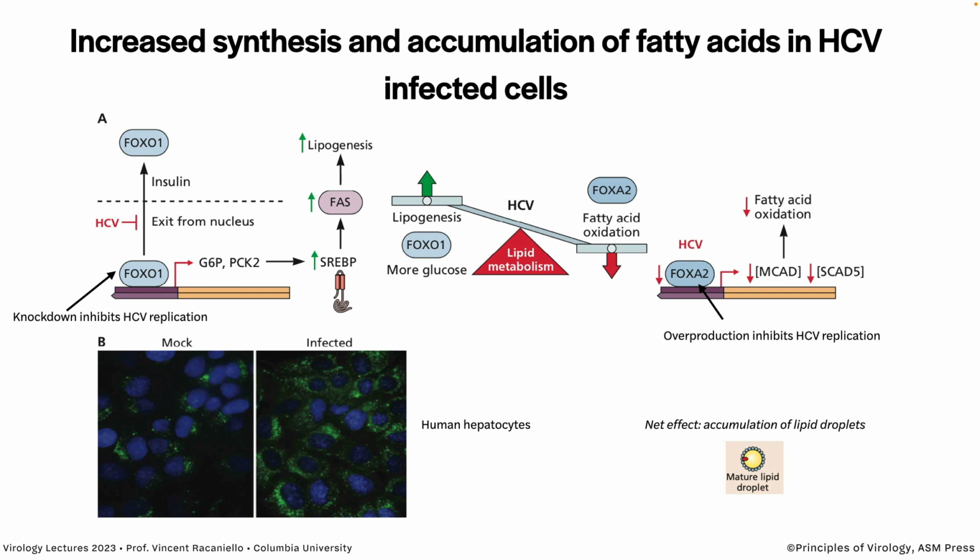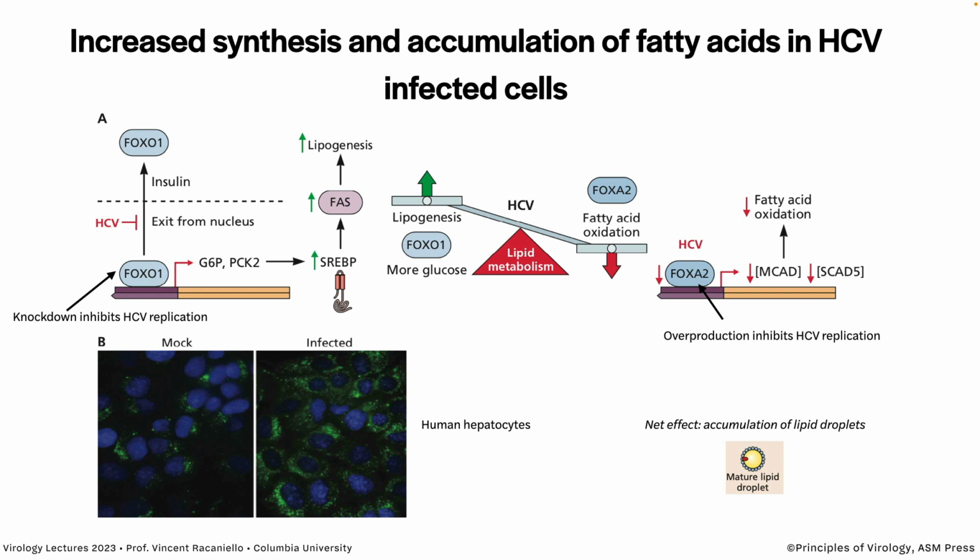So how does it do that? Lipid metabolism is a balance of synthesis and oxidation. So synthesis, of course, is lipogenesis, and oxidation is the degradation or the use of the lipid to make fatty acids. And so what the virus infection does is to increase lipogenesis and decrease oxidation. And the net effect is an increase in lipids in the infected cells. Now, there are two separate pathways. One on the left is involved in lipogenesis, and the one on the right is involved in oxidation.